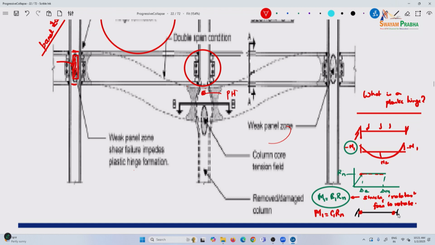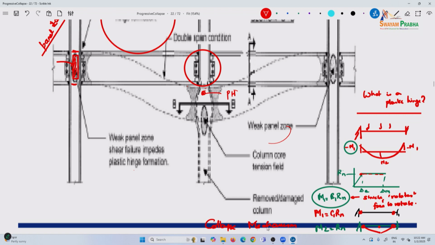And similarly, another hinge would be formed here. Then when M2 becomes equal to Rn, you have a third hinge formation. So you have a hinge here, a hinge here, and a hinge here, and the structure will now behave like a rigid structure. This is what is called a mechanism. This is a collapse mechanism.